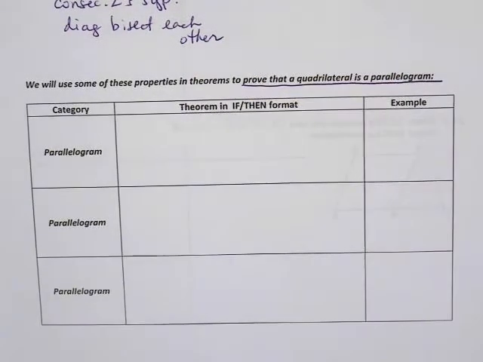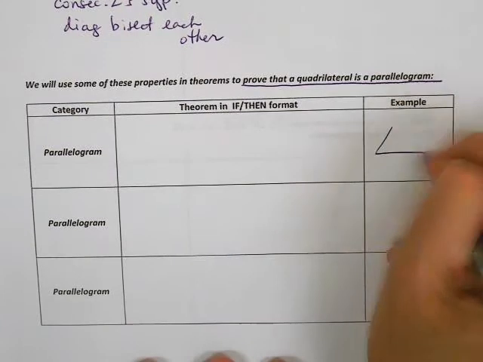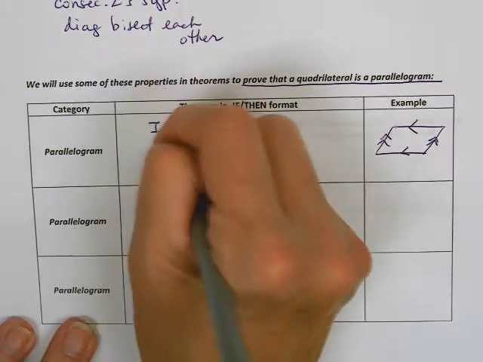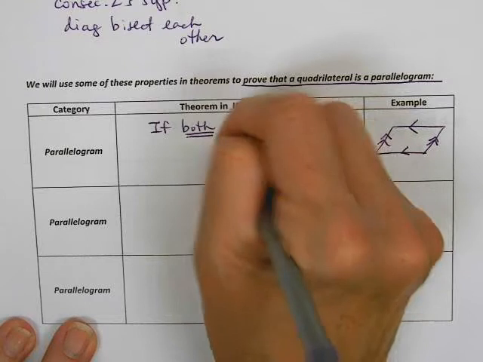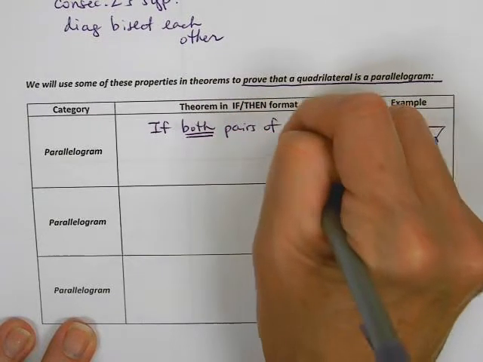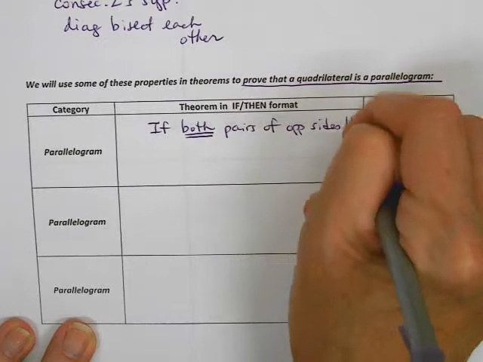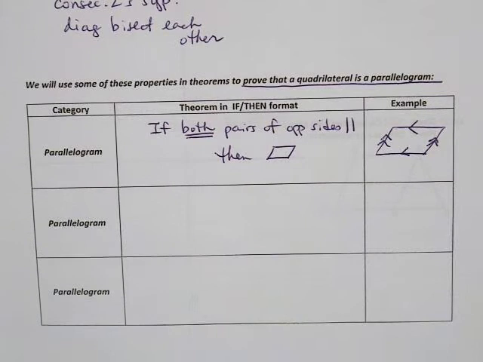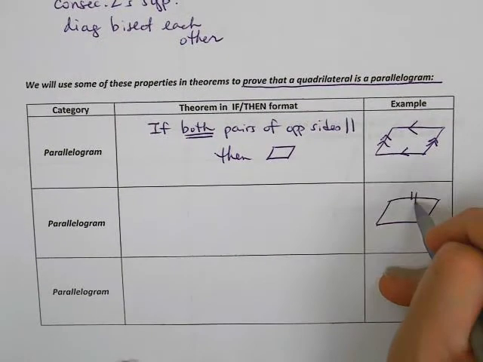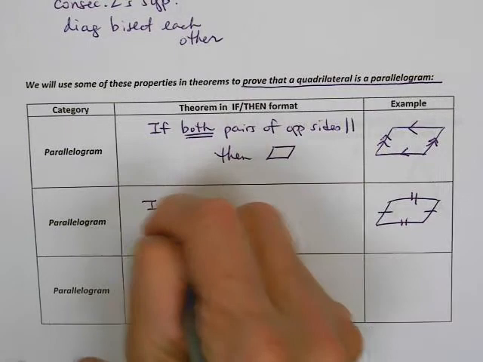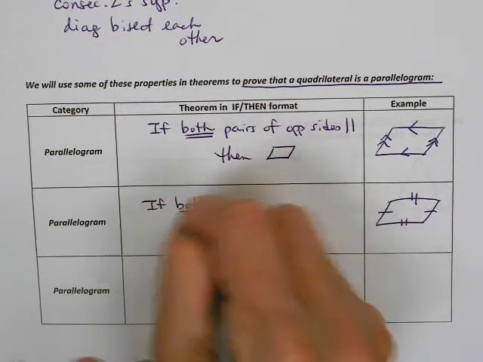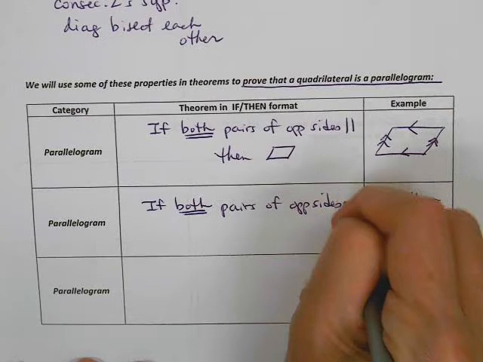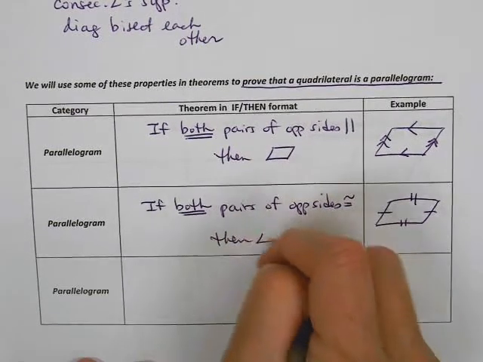Those are the properties we're going to use to develop these theorems that we can use to prove a quadrilateral is a parallelogram. So obviously the easiest one comes from the opposite sides parallel. That's right out of the definition. We're just reversing it. So if, and notice it's both pairs of opposite sides parallel, we could say we have a parallelogram. Again, that's just right from the definition. Similarly, we can do it with congruence. So we could say, and again, you have to have both. That's why I'm underlining that word. If both pairs of opposite sides are congruent, then you have a parallelogram.